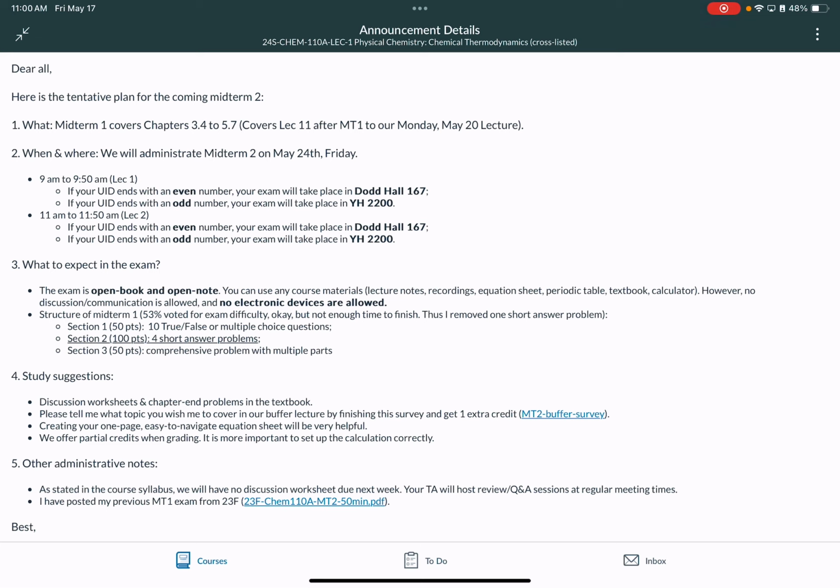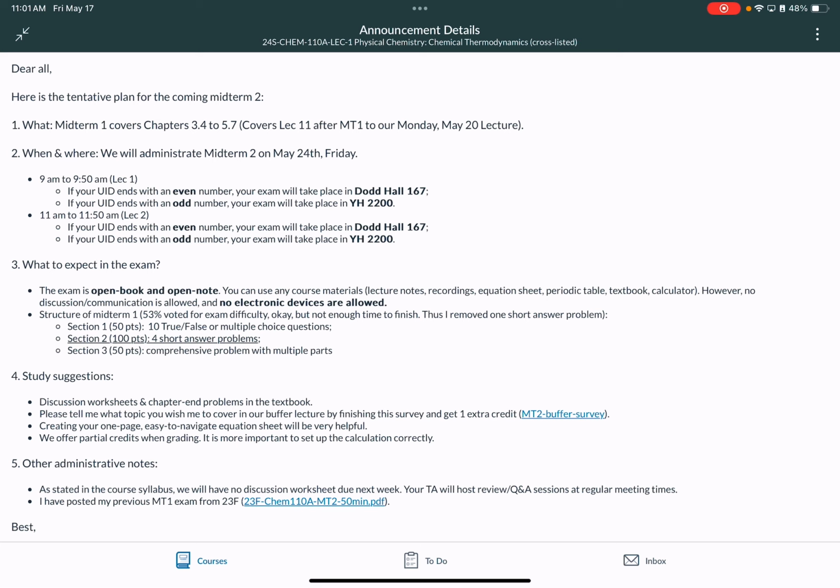All right. When and where? These are pretty straightforward. Your midterm exam is scheduled next Friday. In midterm 1, if your UID ended with an even number, you stayed in this room. If it ended with an odd number, you went to the other room. That was the last midterm. For this midterm, if your UID ends with an even number, your midterm will happen at Dot Hall. And if your UID ends with an odd number, your midterm exam will be here.